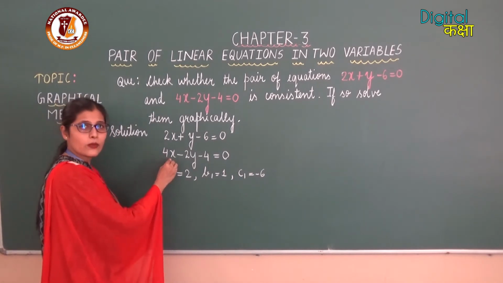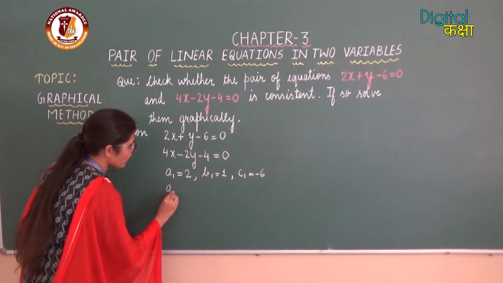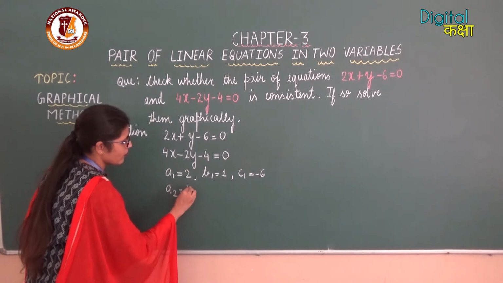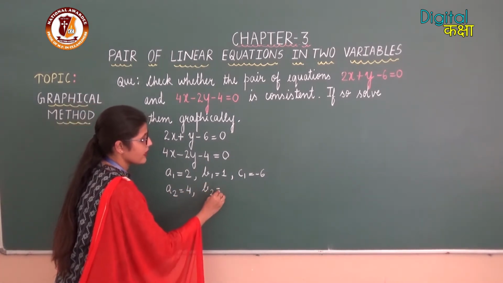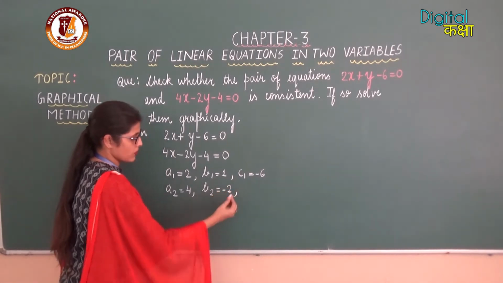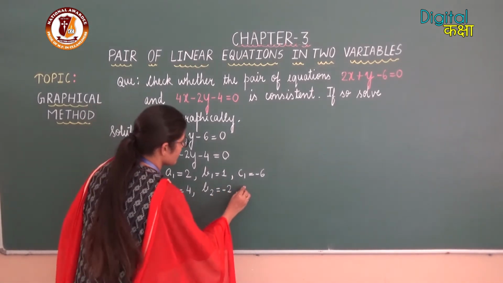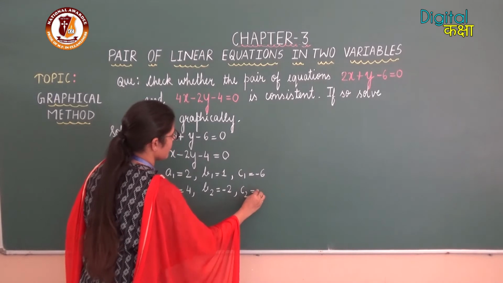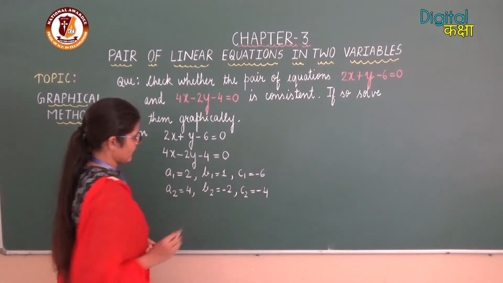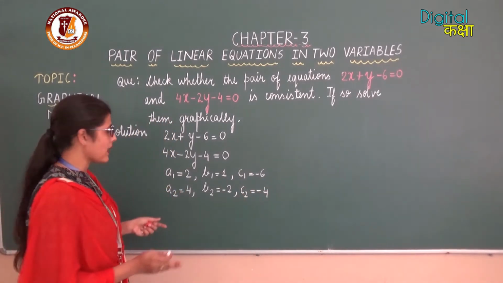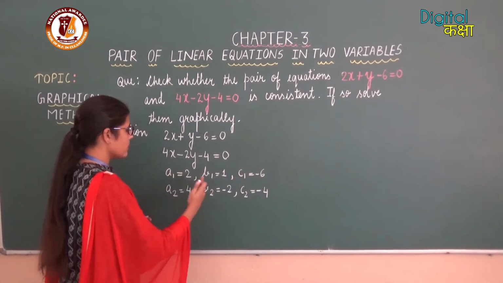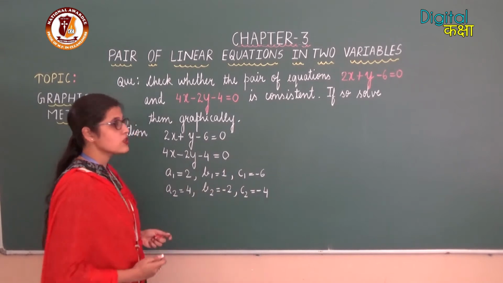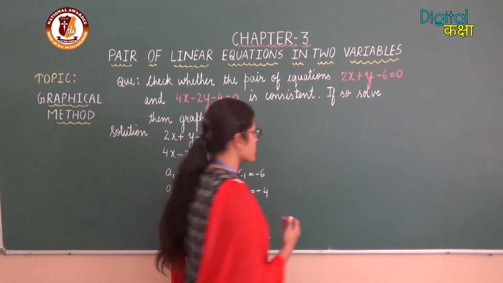Now, for the second equation, the value of A2 will be 4. The value of B2 will be equal to minus 2 and the value of C2 will be minus 4. Now, since we got the values of A1, B1, C1 and A2, B2, C2, we will be finding the ratios of them.